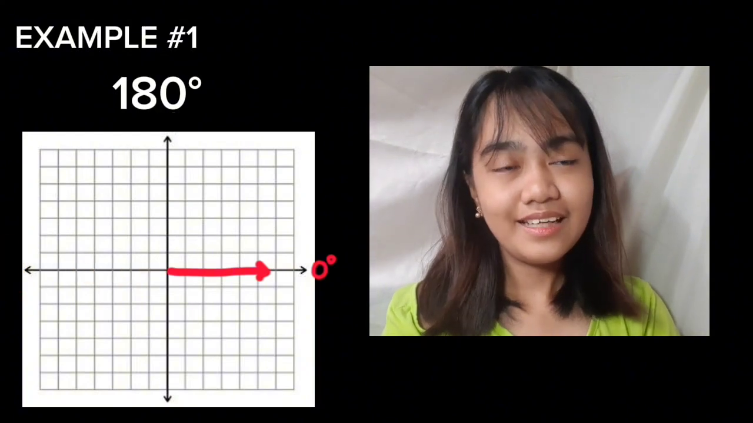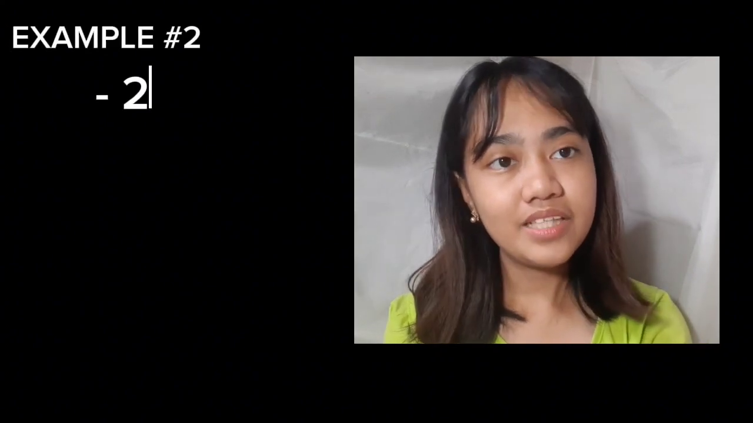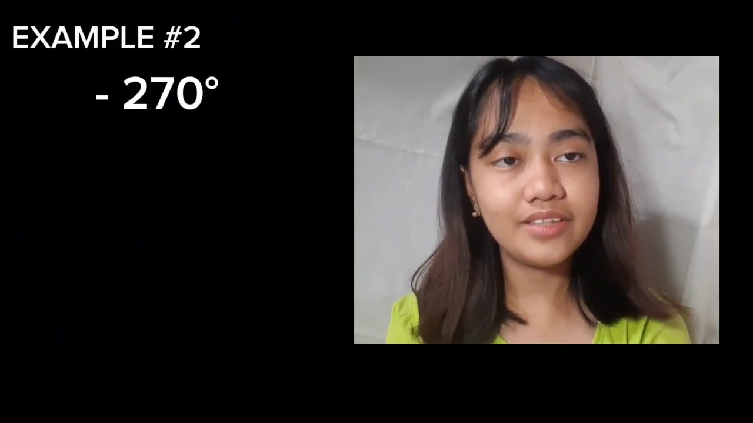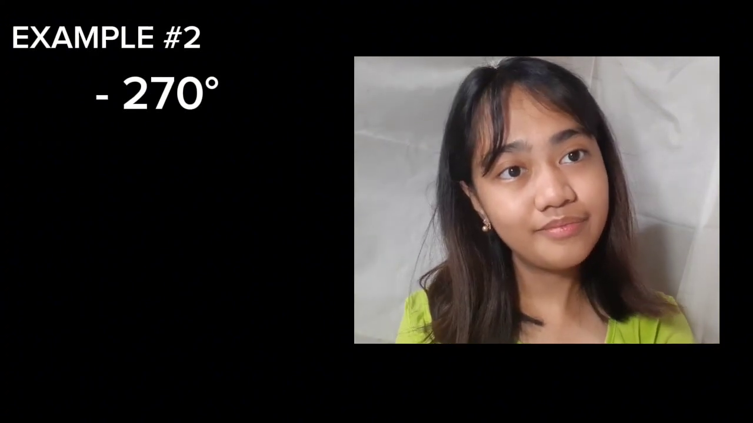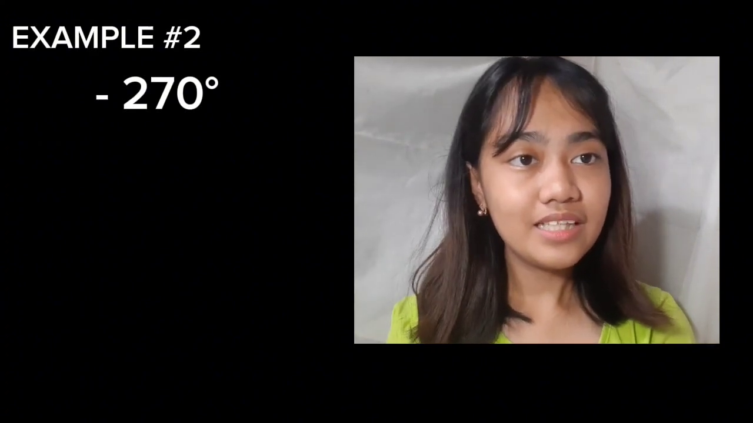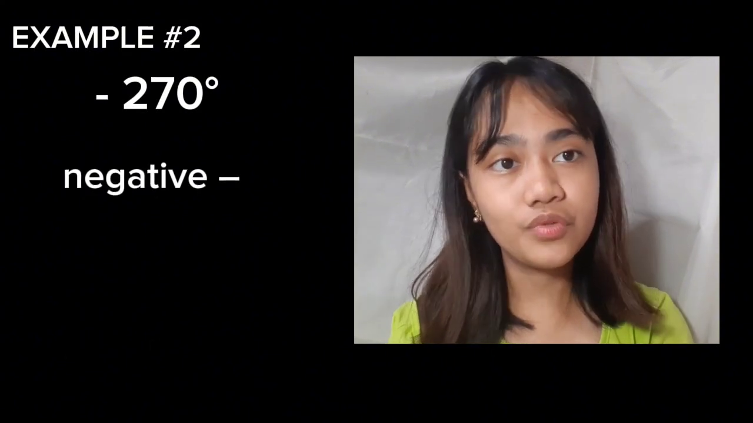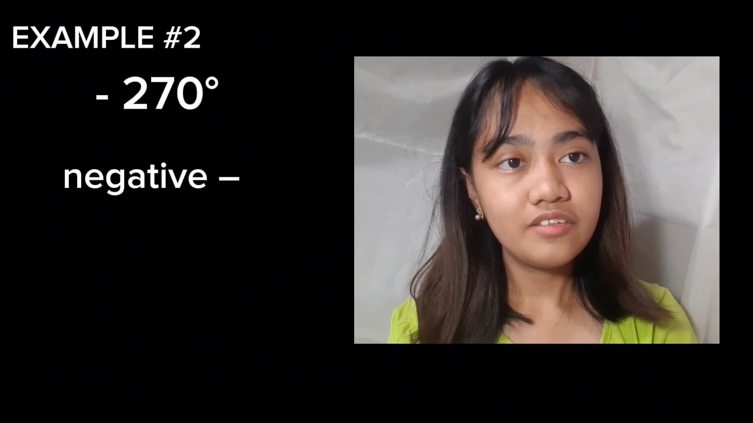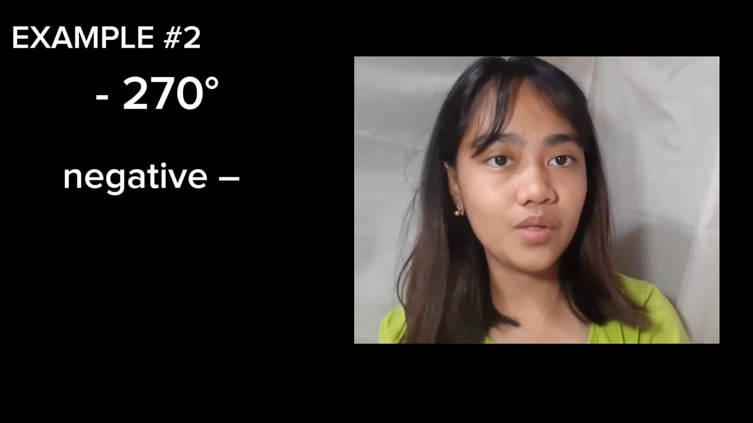Did you get it? Let me give you another example. Here is the second example. The given measure is negative 270 degrees. Did you notice something about the given measure? Yes, the given is now negative. If earlier the given is positive, you will move counterclockwise. Right now, it is negative, so you will move clockwise.